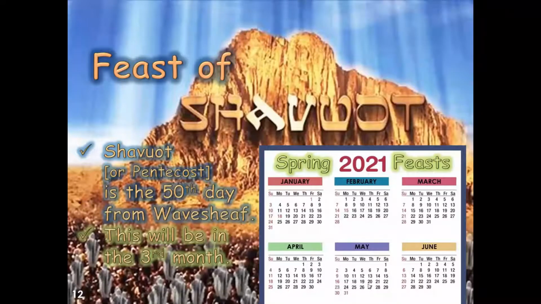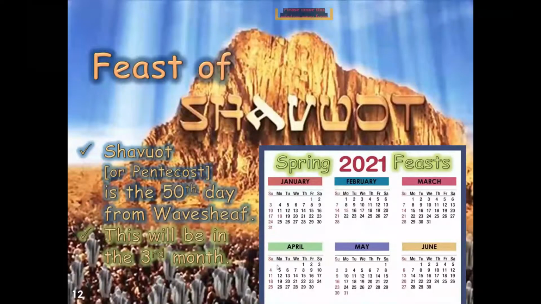And what is the next day? When is Shavuot? The 23rd. It's the day after the 7th day Sabbath, the 50th day. The 23rd. Wave sheaf is day 1? Wave sheaf? 23rd.